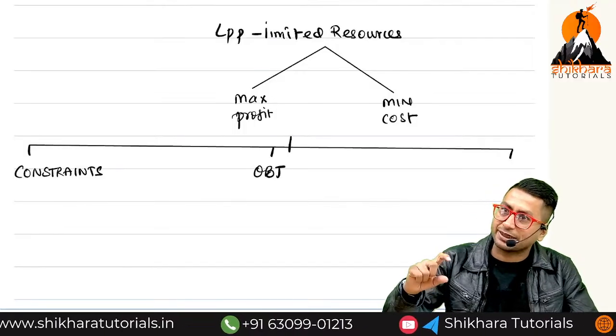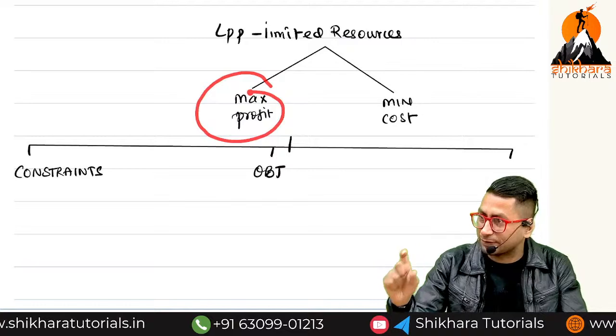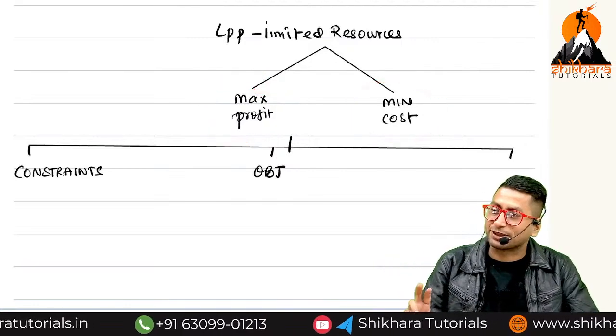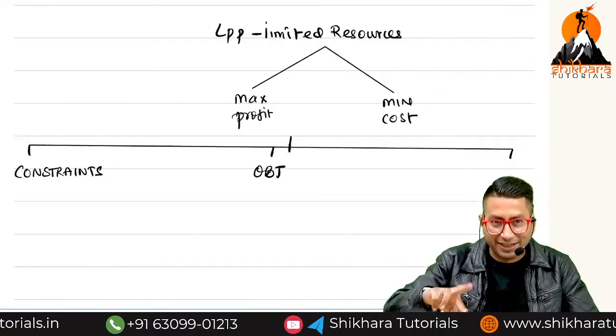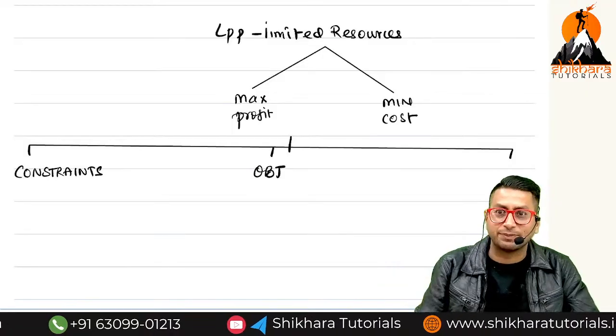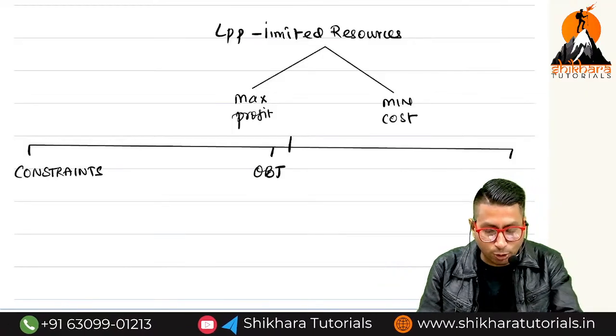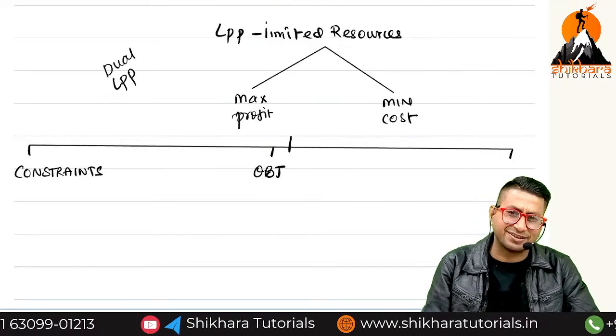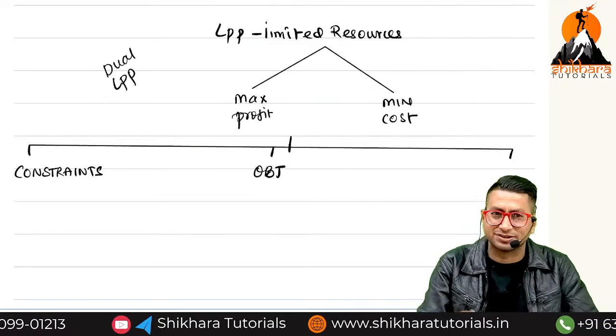Sometimes either you have to maximize or you have to minimize. But sometimes they will ask you to solve both. Same problem, they may ask you to solve maximization also, minimization also. Then it is called dual LPP problem. Very rarely they ask. Maybe one or two examples we have in our syllabus.